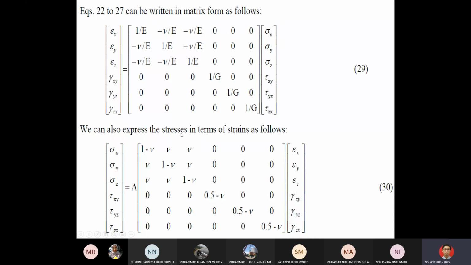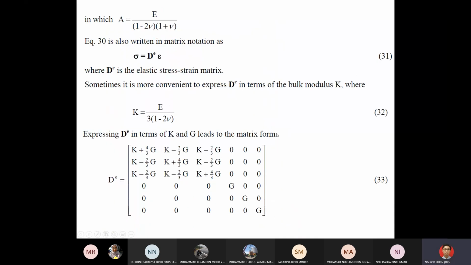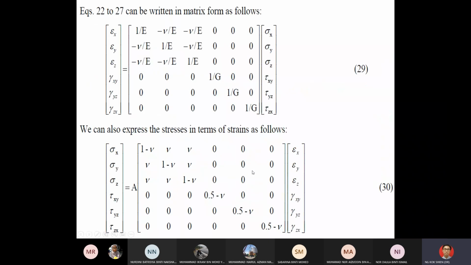You can write it in a different form. If you have the strain and the material properties, you can also get the stress. Or you can write it in another form using the bulk modulus, because the bulk modulus is related to the Young modulus in this form. So this is the matrix form for the bulk modulus. This is very common for elastic materials in civil engineering, for example for steel and concrete.